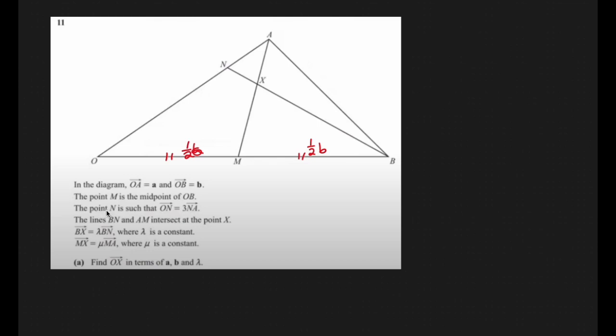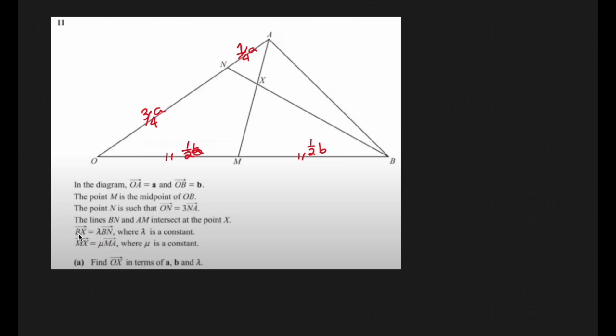Alright, the point N is such that ON is 3 times NA. That means if this is 3 parts, this is 1 part. Or I can say this is 3/4 of A. Yeah, this was OA, which is A. This is 1/4 of A, this vector. Okay. Line BN and AM intersect at point X here.